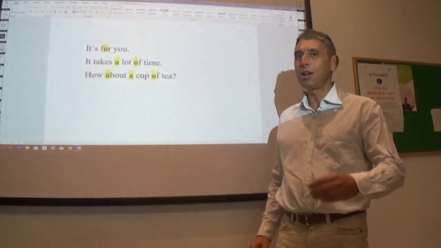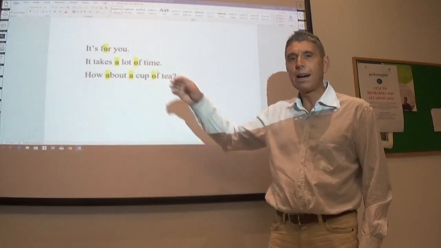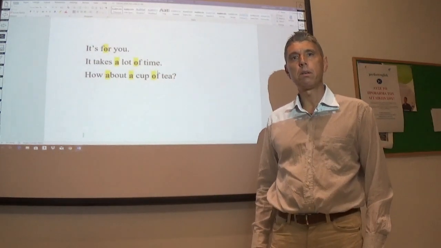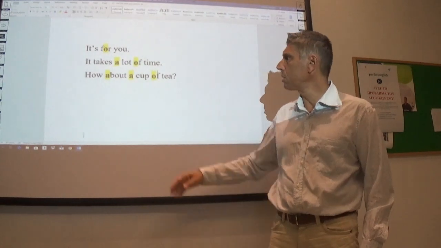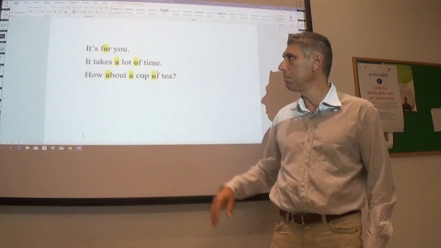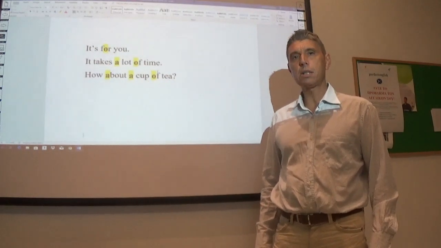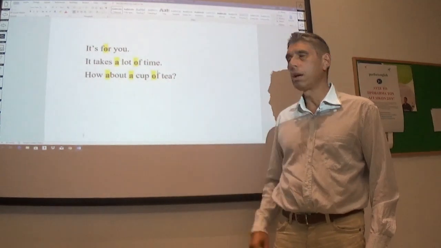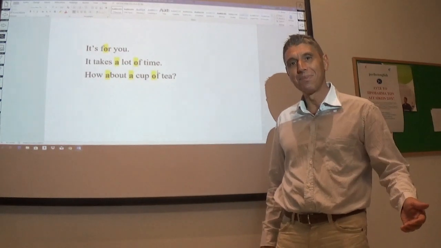Now, let's take a look at the correct pronunciation. The schwa is highlighted in yellow. Not it's for you, it's for you. It's for you. Not it takes a lot of time, but it takes a lot of time. It takes a lot of time. Not how about a cup of tea, but how about a cup of tea? How about a cup of tea?